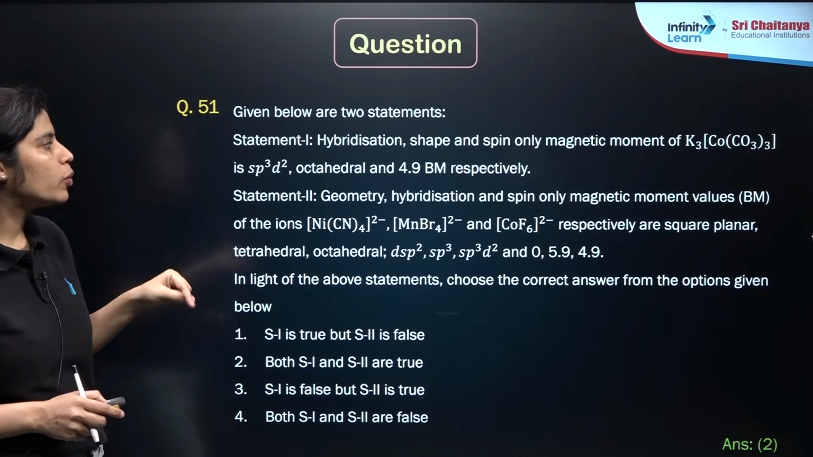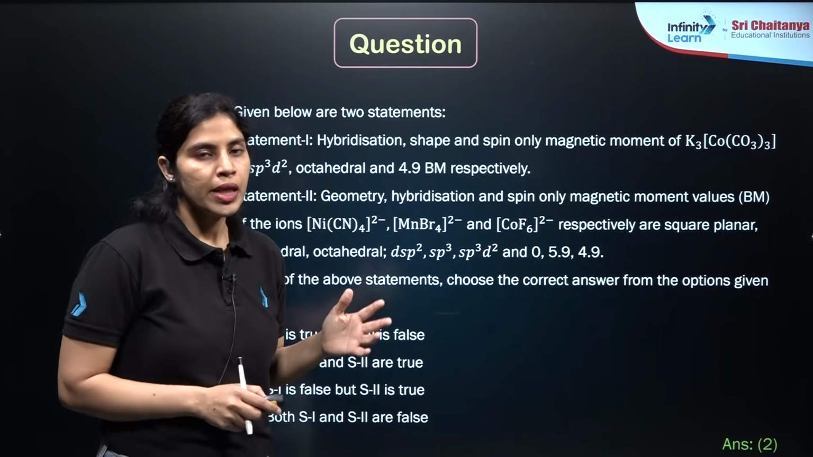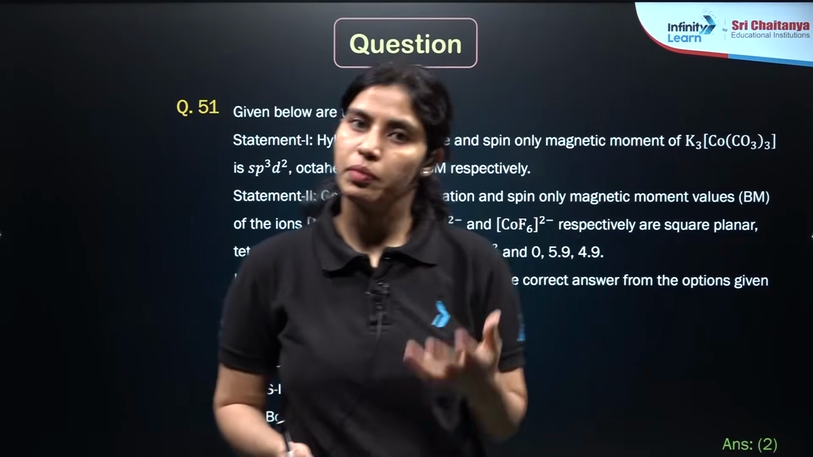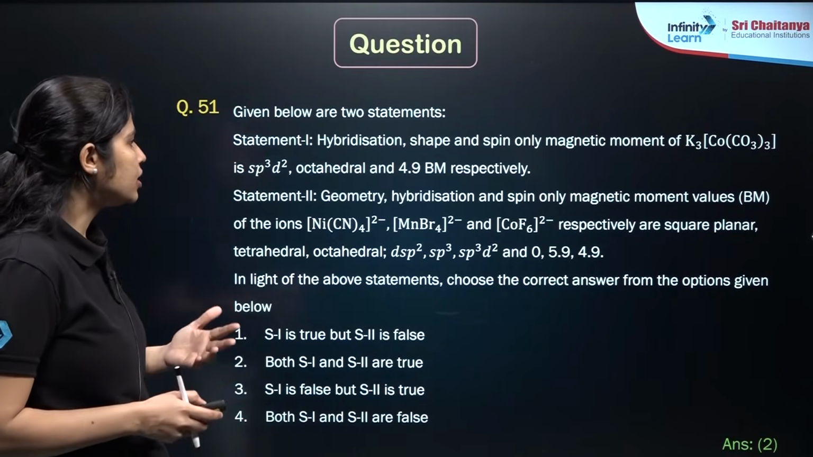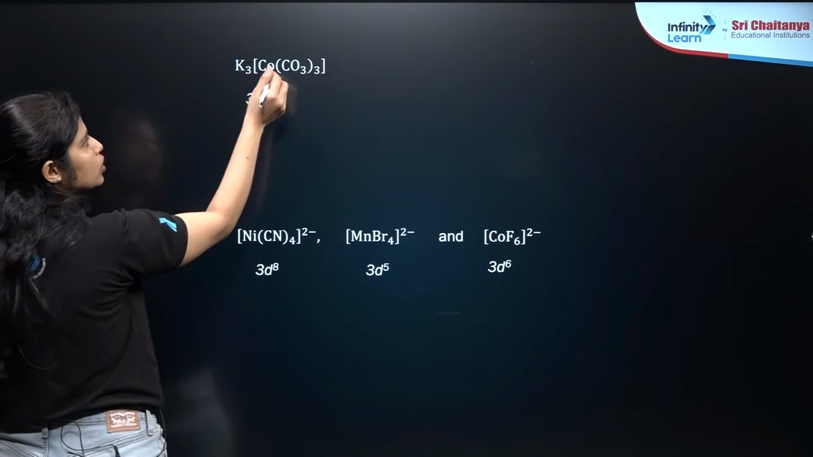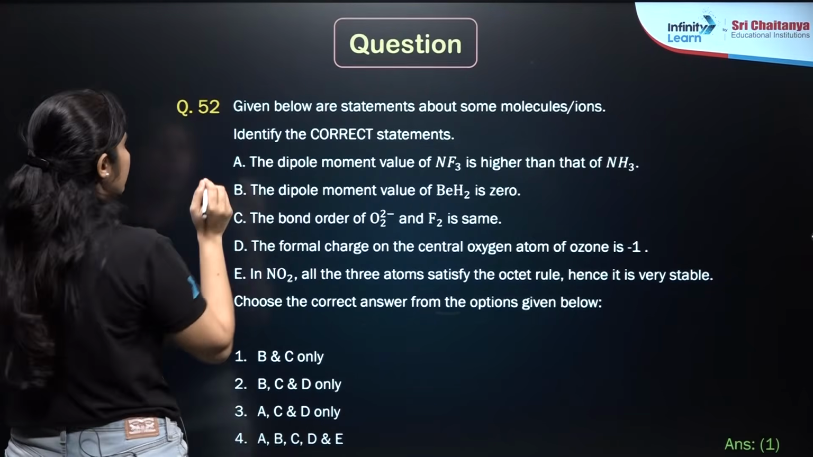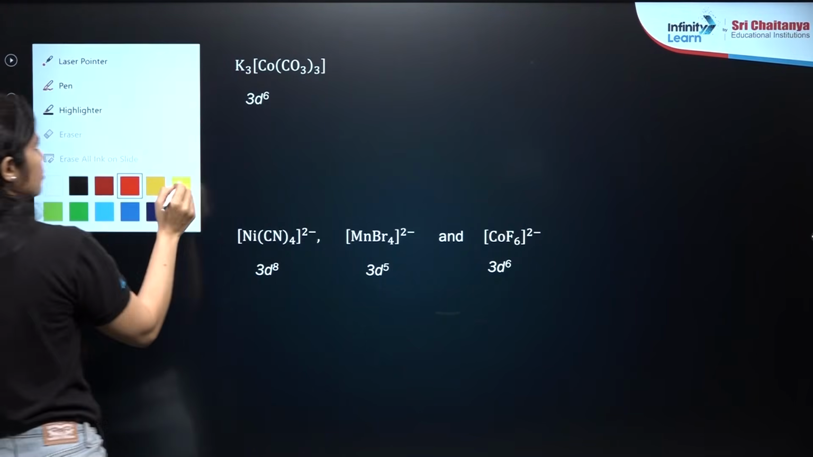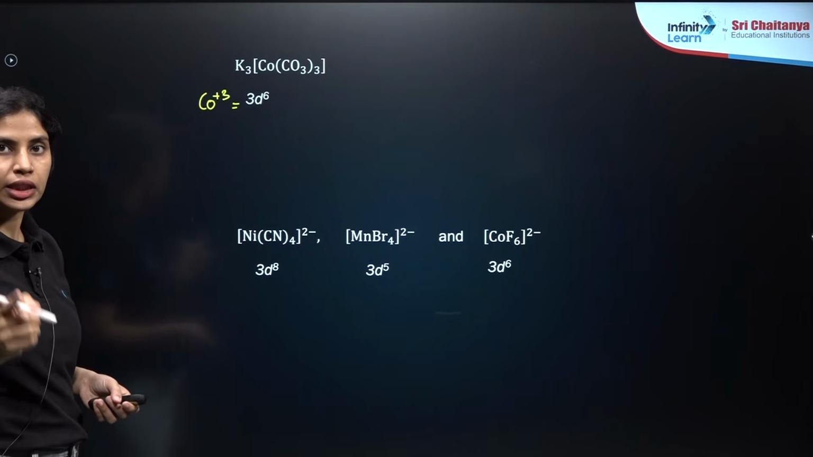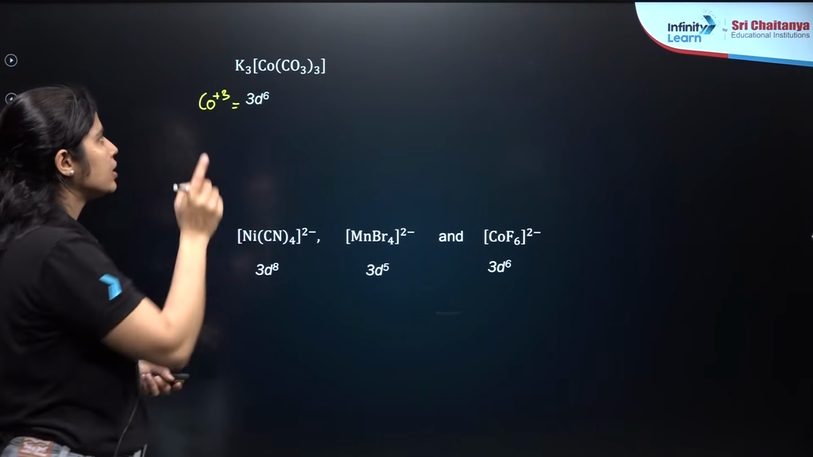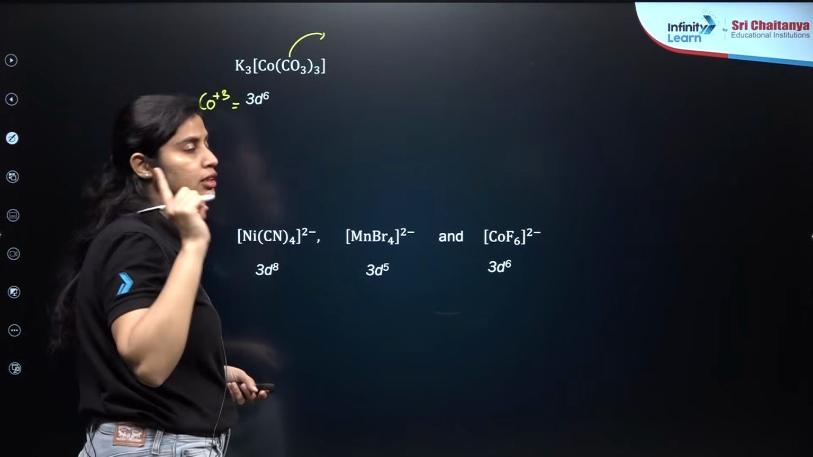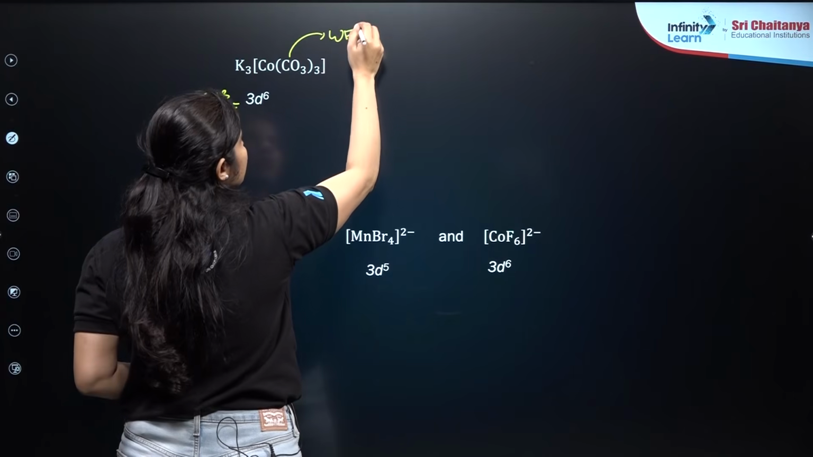Next, we have to also check the 4.9 Bohr magneton. You can find out the magnetic moment with respect to the number of unpaired electrons present here. So let us start. If you look at the configuration, this is going to be cobalt plus 3, right? Because it is cobalt plus 3, it is going to be 3d6. Now you also have to see that CO3 is actually a bidentate ligand. Apart from being bidentate, it is a weak field ligand.